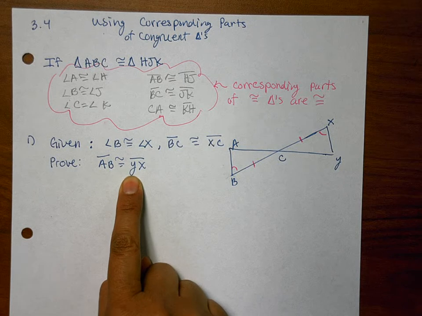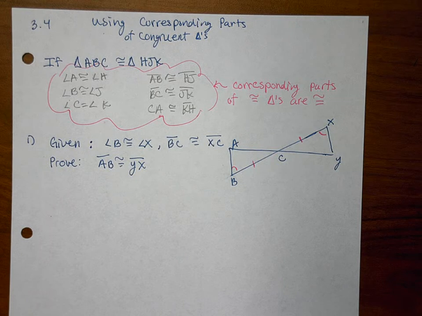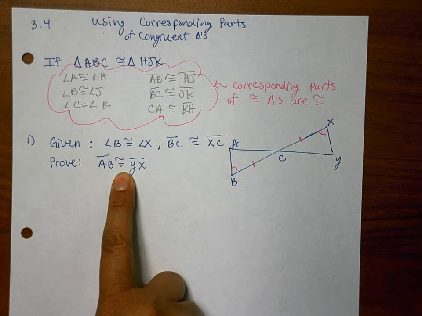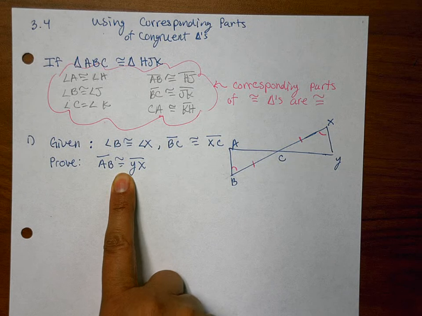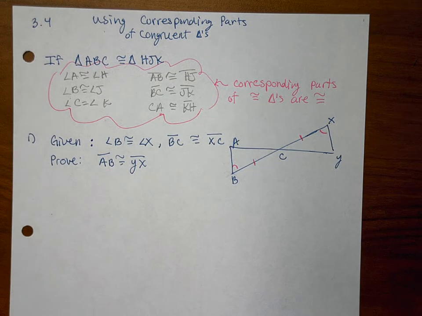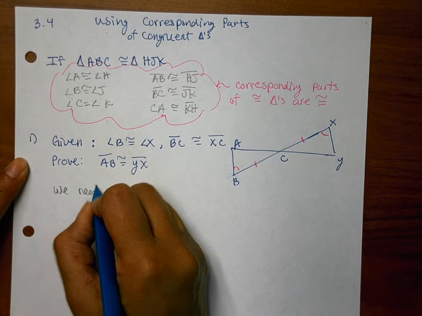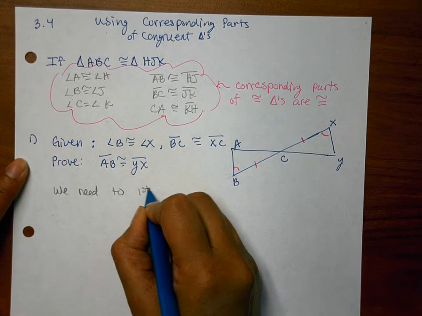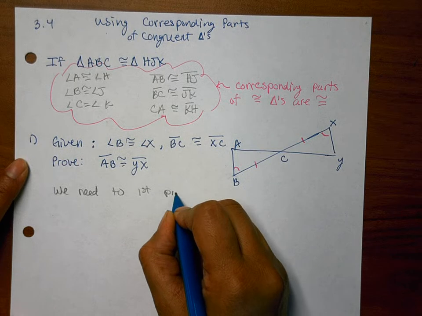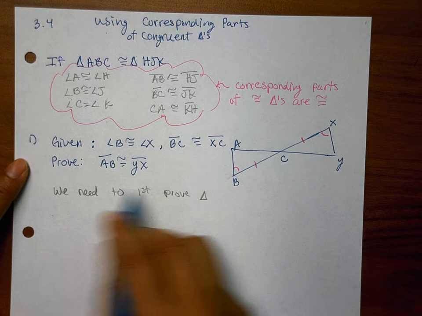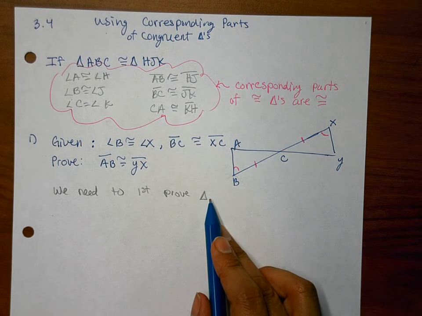So, what you have to do when you're trying to prove either sides or angles of a triangle are congruent, you must first prove that the two triangles are congruent. All right, so when you're working with proving sides or angles are congruent, you must always first prove the triangles are congruent. Let's write that down so we don't forget. We need to first prove the two triangles are congruent.